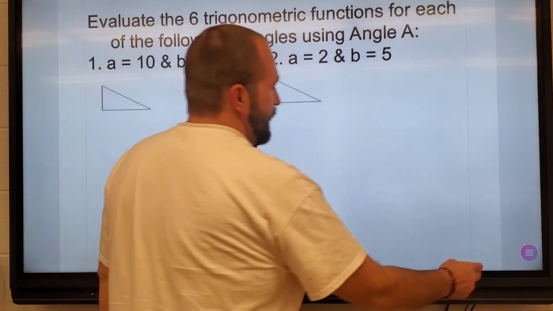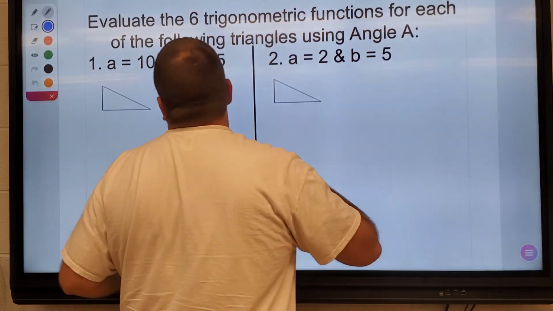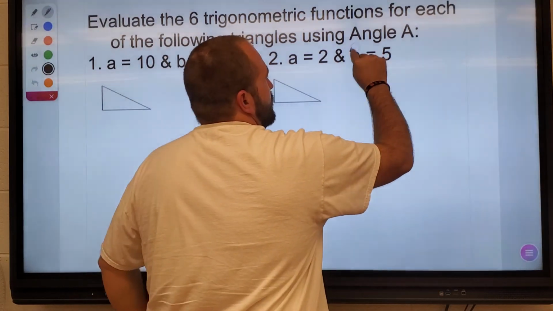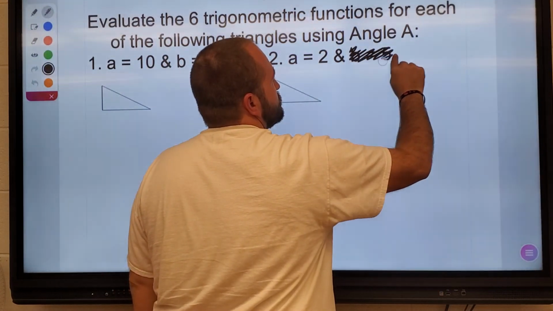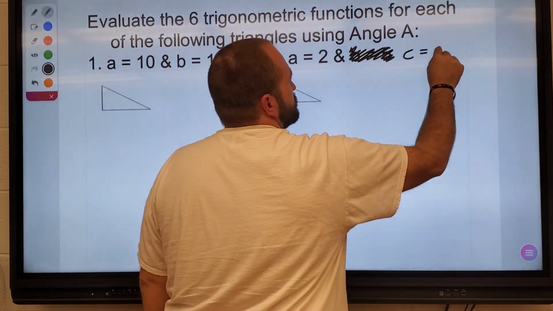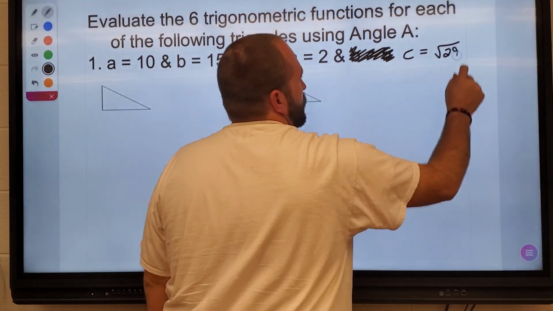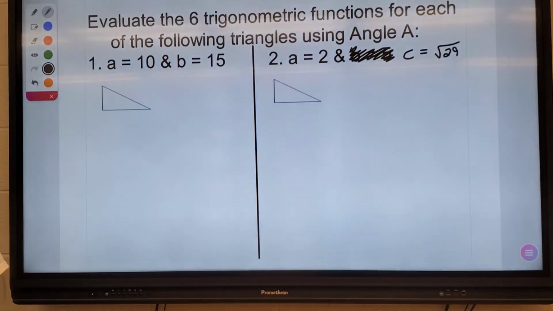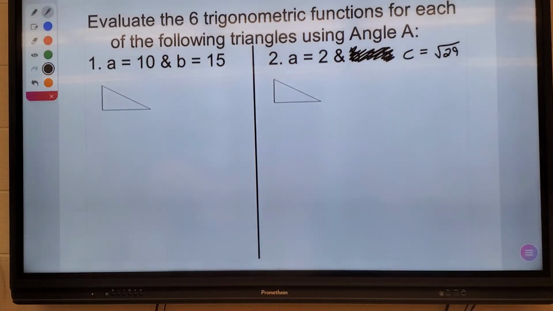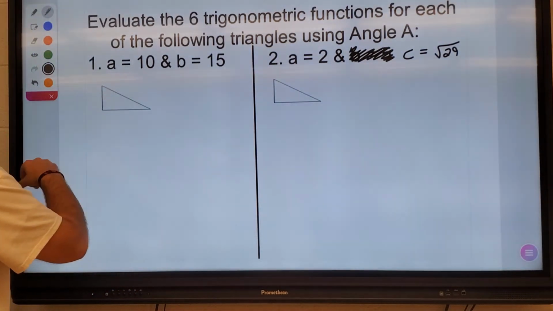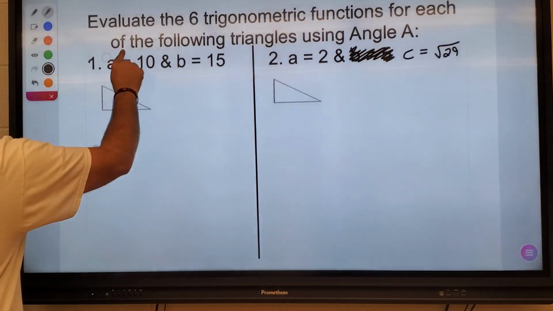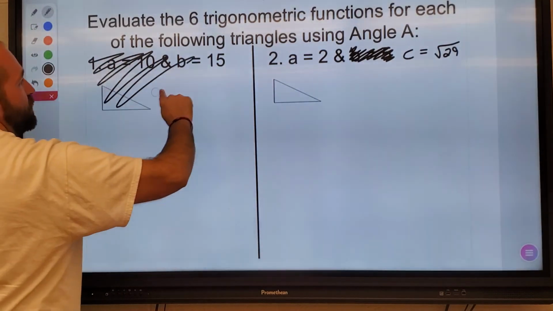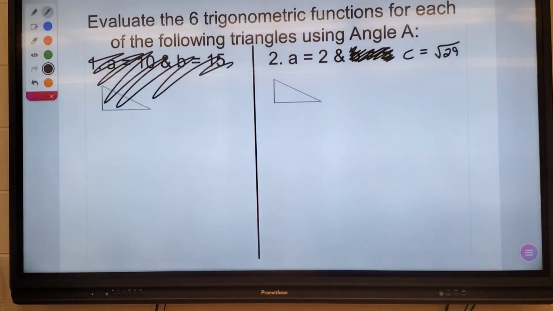Number 2, again, I'm going to modify this a little bit so that we can see something. I'm going to change this B to be C equals the square root of 29. Okay. And again, I'm going to work then the Pythagorean theorem on this side of the board. So again, I'm ignoring number 1 here. I'm working solely with number 2 now.